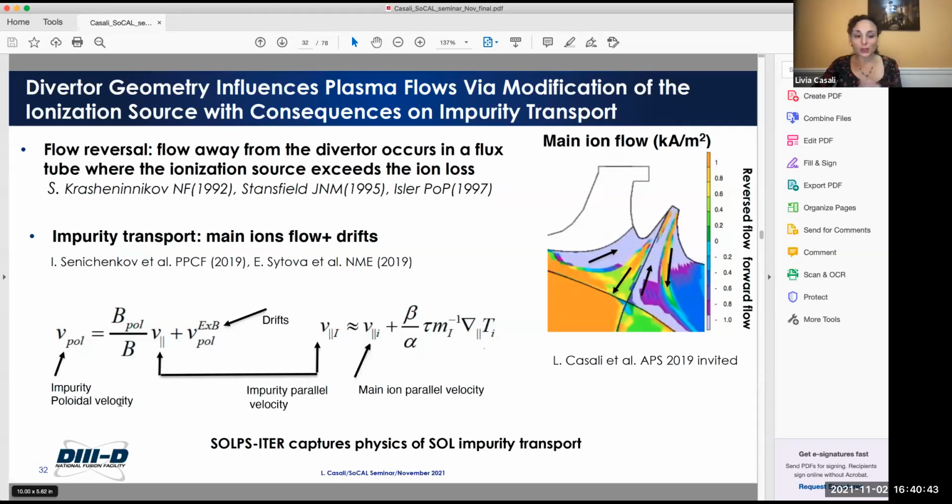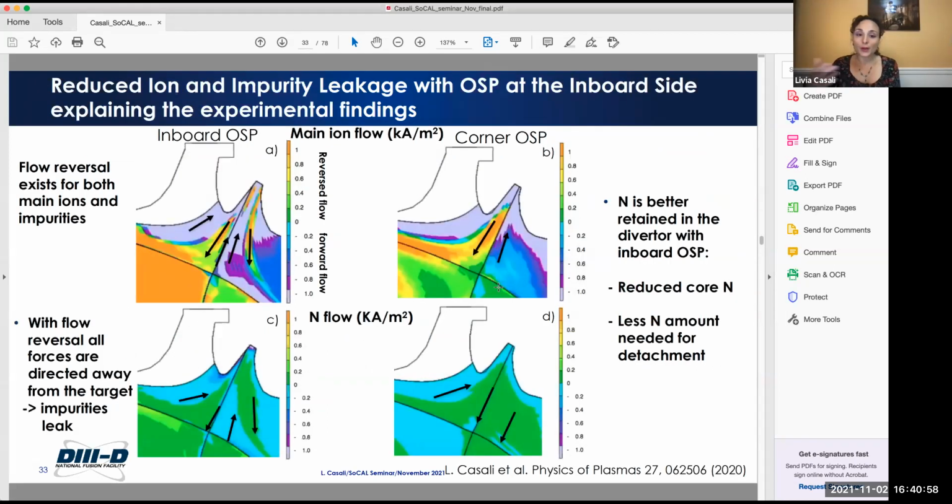Now, we don't have to enter into the detail of all the equations, but just keep in mind the colloidal velocity depends on the main ion flow, which I'm showing here, and also on the drifts. So if I now plot these terms, I'm showing the main ions on top and the nitrogen flow on the bottom, on the left for the strike point at the inner slanted, and on the right with the strike point at the corner. We can see that we find a flow reversal for both main ions and impurities.